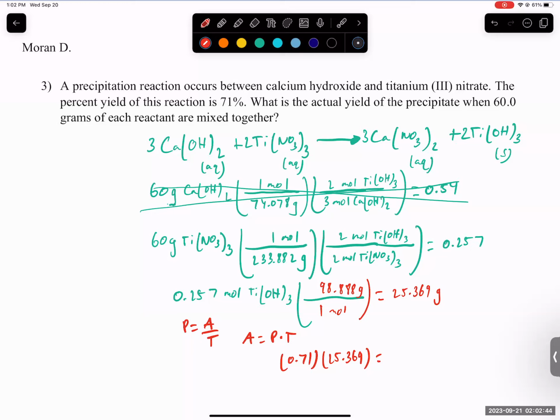How many sig figs should we have in our answer? 2, so it's just 18, right? 18, and there's stuff after the decimal, so I'm just gonna put a decimal to indicate that there's stuff after it, but they're not significant digits, so we don't care. So 18 grams of titanium hydroxide is our actual yield. Any questions about that? Compared to 4, piece of cake, right?